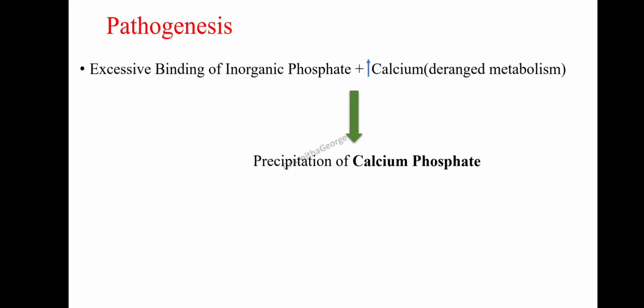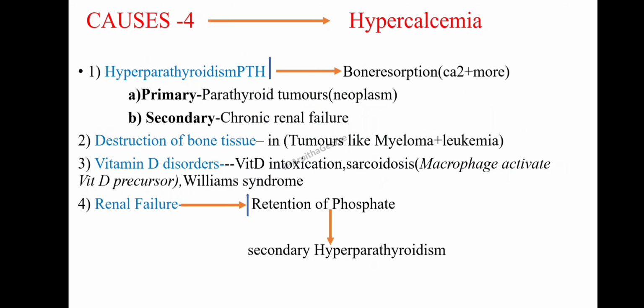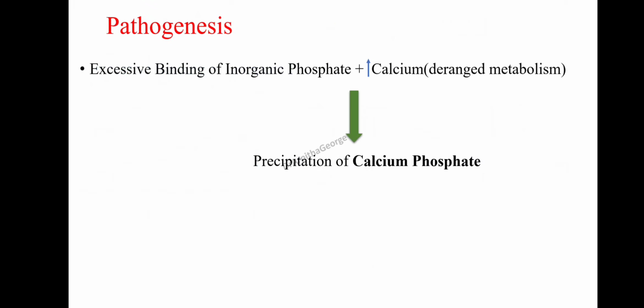Then comes the simple pathogenesis. There is no initiation, propagation; there is nothing like that. What happens here? There is binding of inorganic phosphate and deranged calcium metabolism. As a result of deranged calcium metabolism, increased calcium will be there. The increased calcium will go and bind to the inorganic phosphate, and obviously it will result in the precipitation of calcium phosphate.